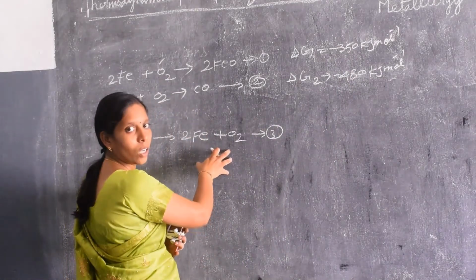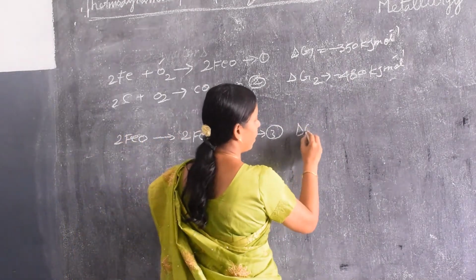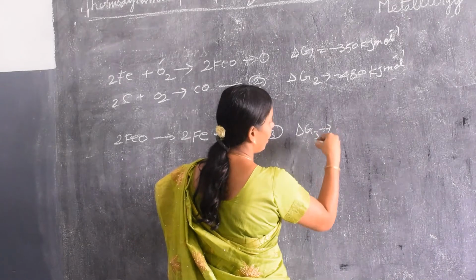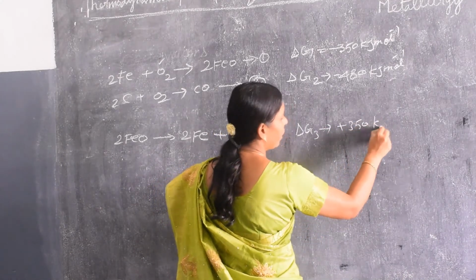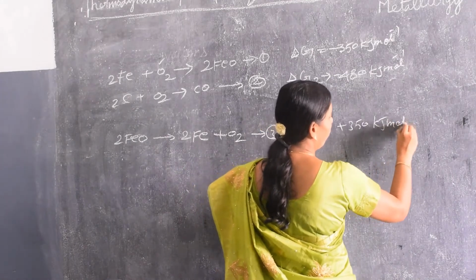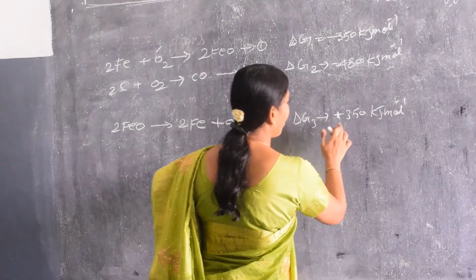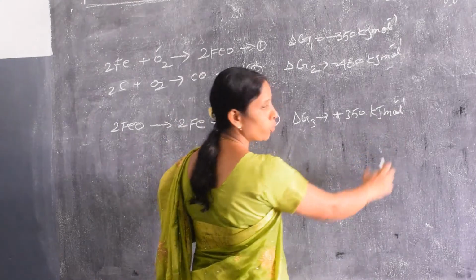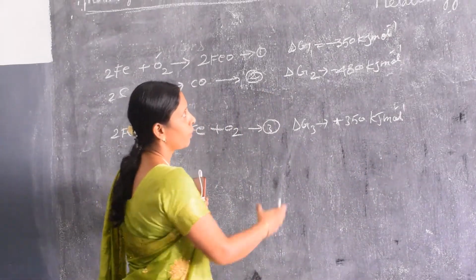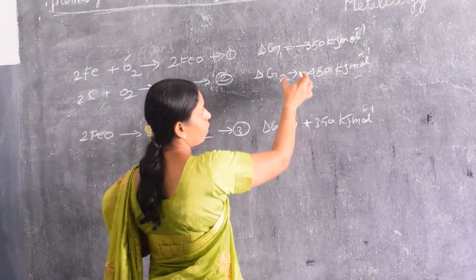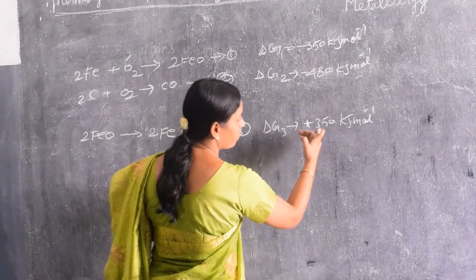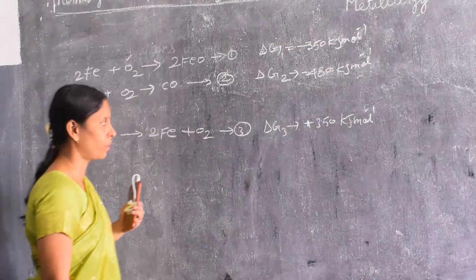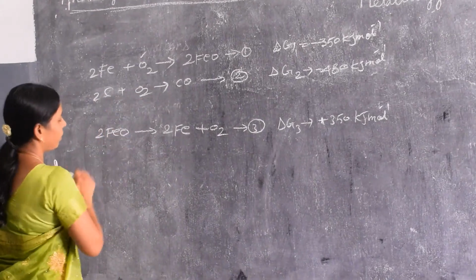ஸோ அப்போ ஹியர் +350. அப்போ டெல்டா G3 ஈக்குவல் டு +350 kilojoule mole power -1. Here value +350 kilojoule mole power -1 because of this reverse reaction. So forward reaction means -350 kilojoule mole per -1. So for reverse reaction means +350 kilojoule mole per -1. Okay, and now the combined value பார்க்கலாம்.